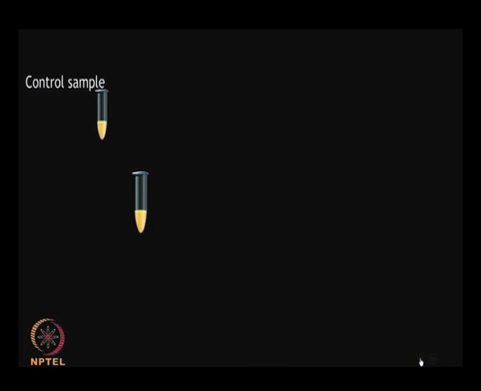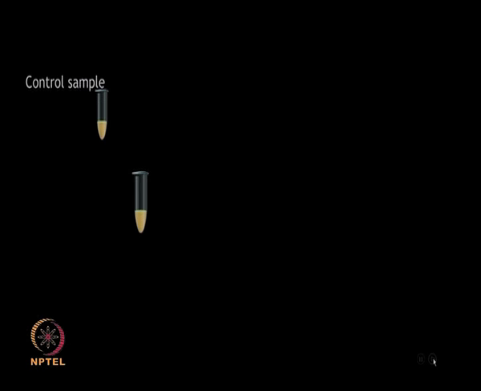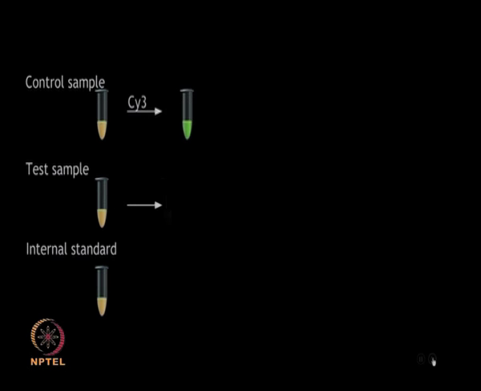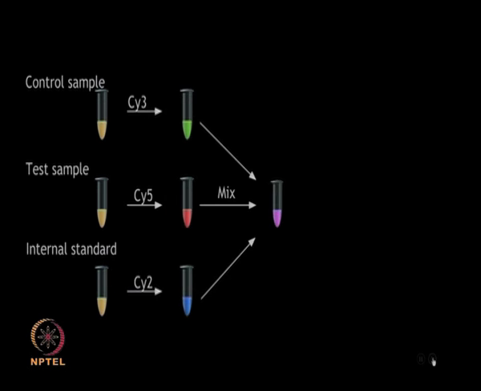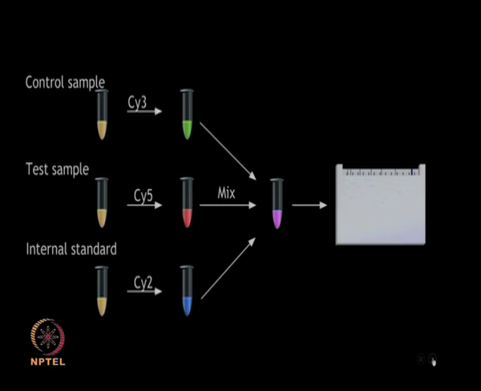In DIGE, the control and test samples can be differentially labeled by using cyanine dyes and then run on a single gel. The pooled internal standard for DIGE is prepared by mixing equal amounts of all the samples that need to be run on the gel, and this prevents the problem of gel to gel variations.